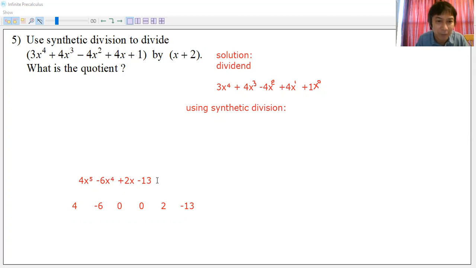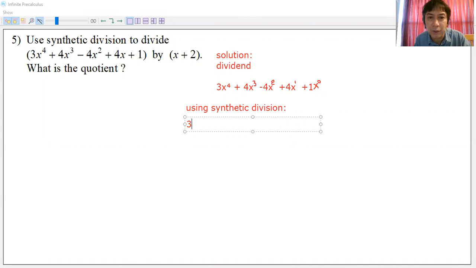All right, so let me erase this part. I hope I don't erase what I typed on the above portion. And so let's do our number 5. This is now the coefficient of 3 for x to the fourth, 4 for the x cubed, negative 4 for the x squared, 4 for the first degree, and for the constant, that's 1, for x to the 0. That will be for our dividend.